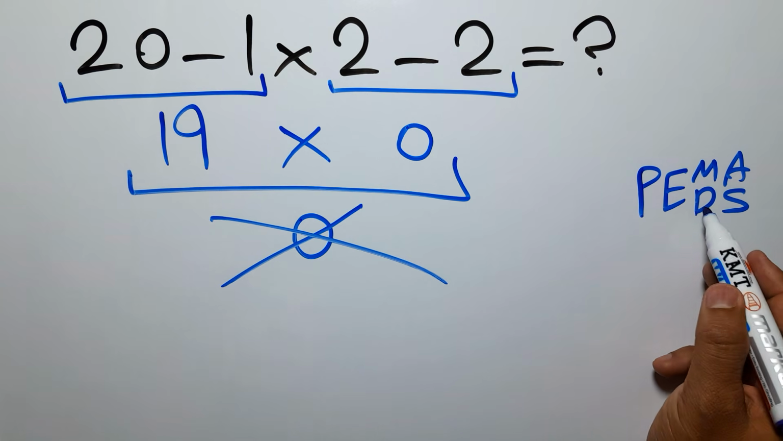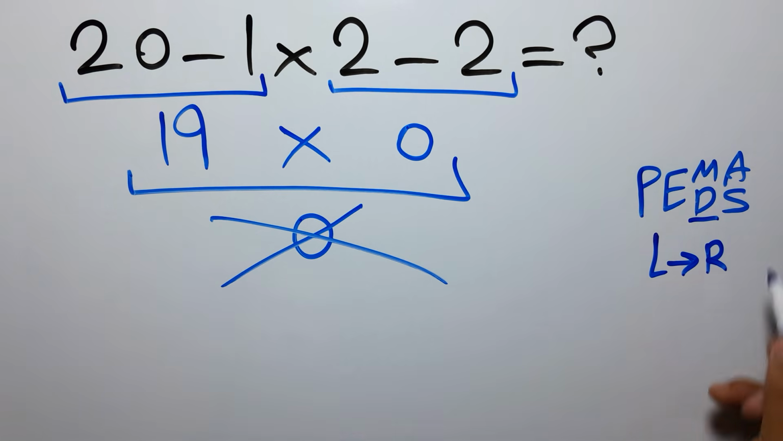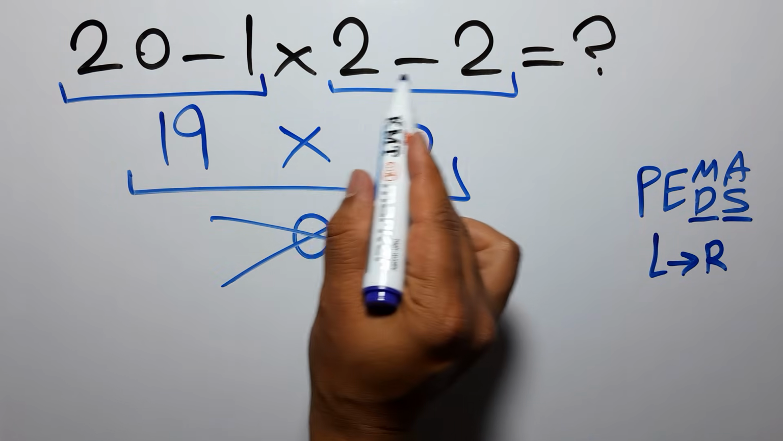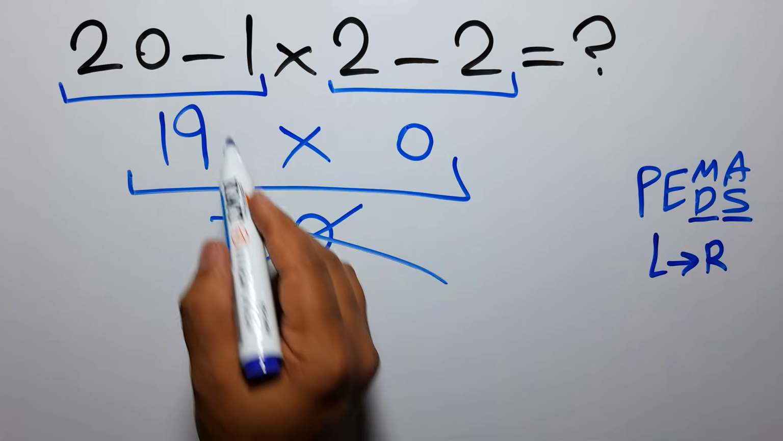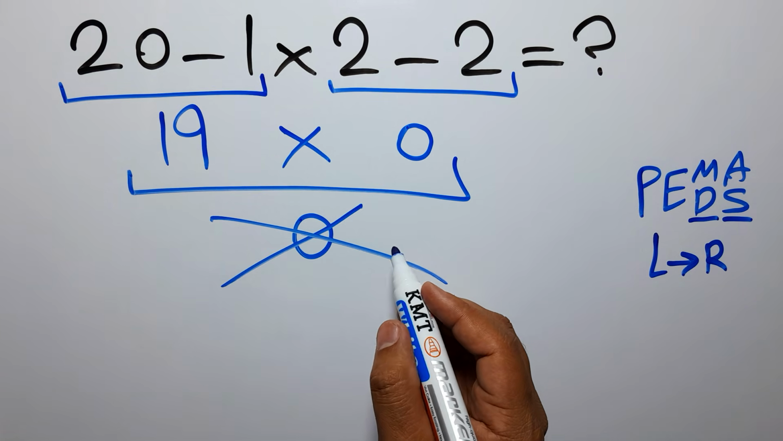Remember that multiplication and division have equal priority and we have to work from left to right. And the same applies to addition and subtraction. In this expression we have two subtractions and one multiplication. According to PEMDAS, multiplication has higher priority than subtraction because multiplication comes before subtraction.